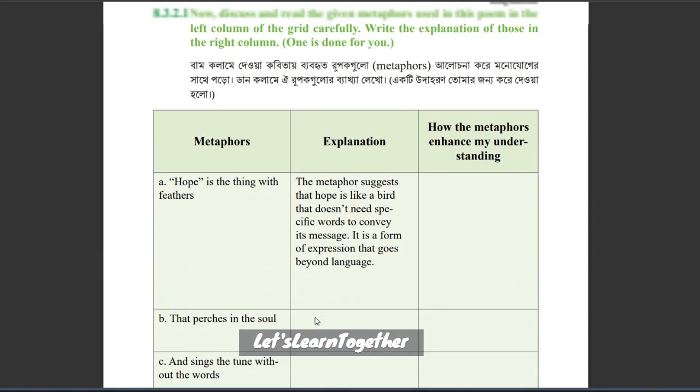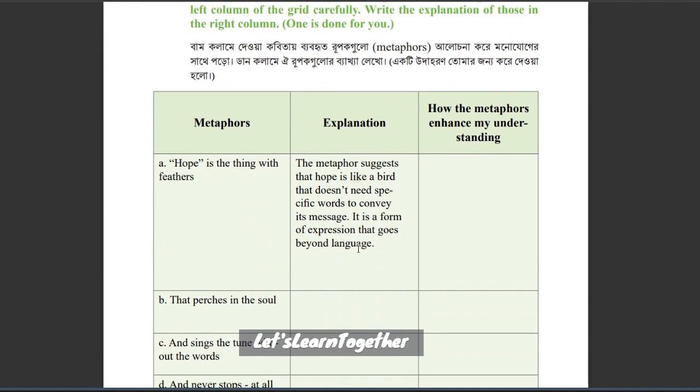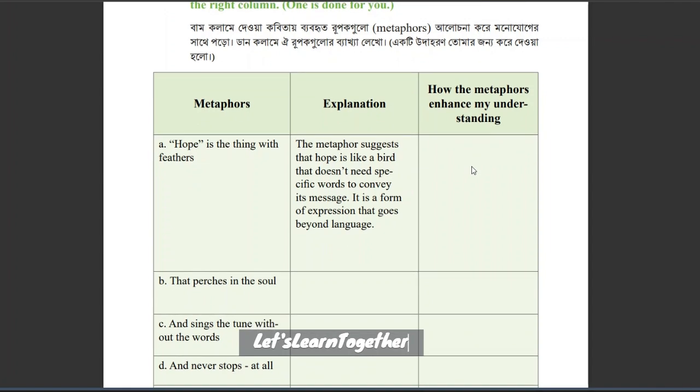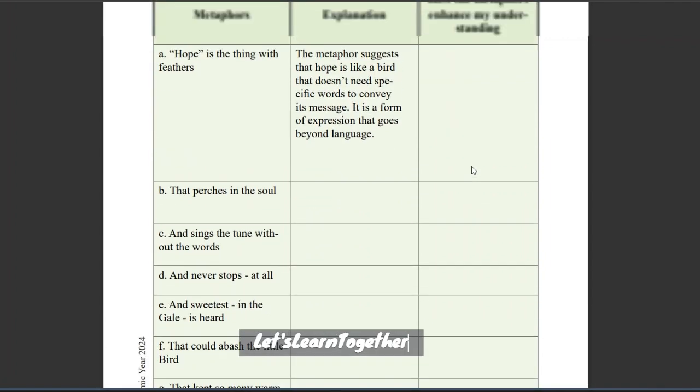So in this table, you can see there are three columns. One says metaphors, another one is the explanation of those metaphors, and how that metaphor has enhanced or clarified your thinking or your understanding. Okay, now we have to know first what metaphors are.